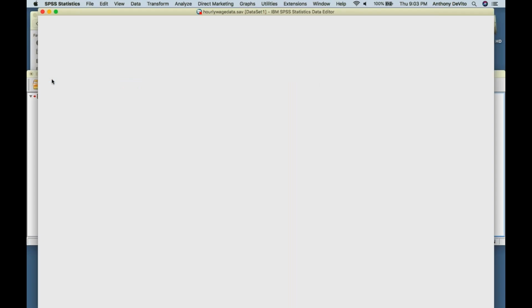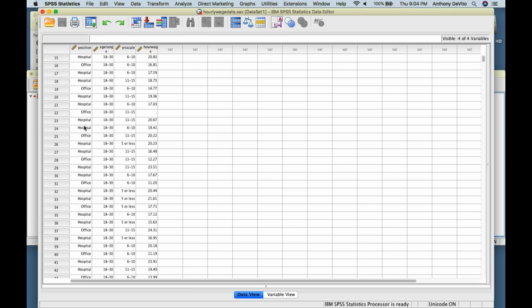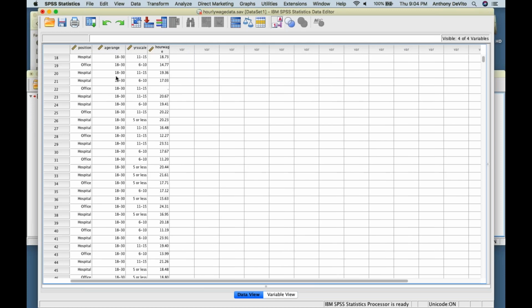Okay, so let's see what we have. All right, so we have four variables. First variable is position. Obviously, that's the kind of work that that particular person does. Second variable is, let's see, age range.